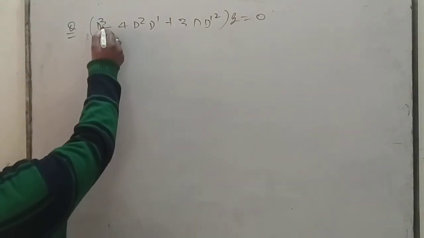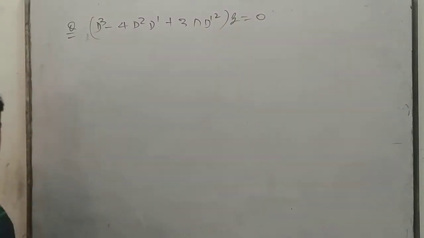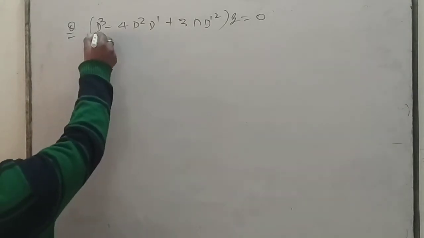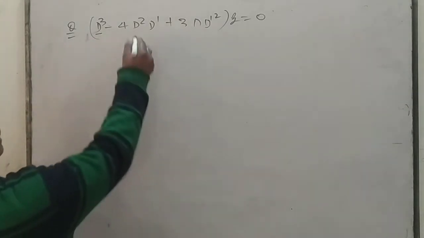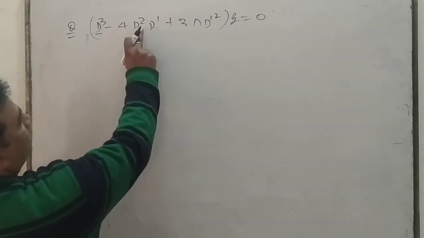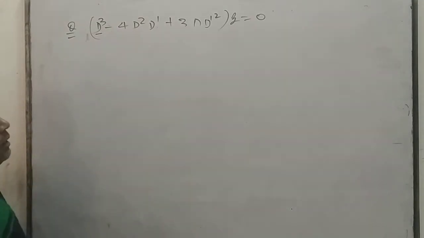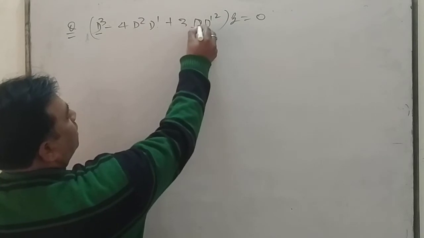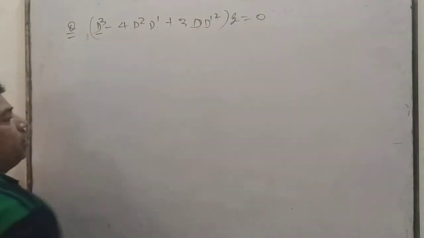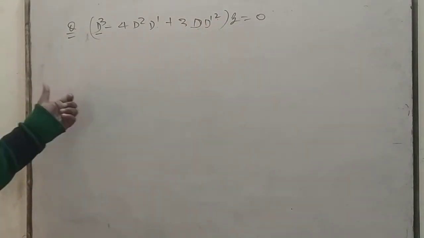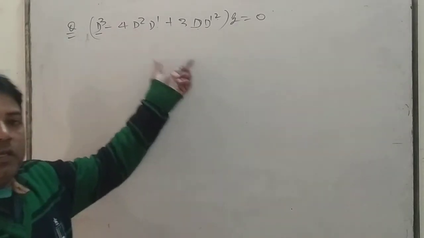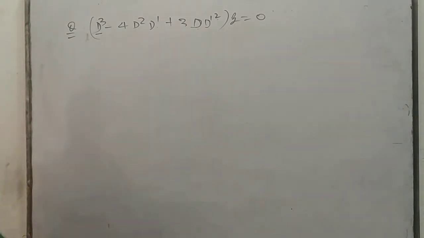You can see that D cube is a third derivative term, and in the second term D square D dash, D square is 2 and D dash is 1, it is also a third derivative term, and D D dash square is also a third derivative term. It is given in the form of an operator, so we can write the auxiliary equation.